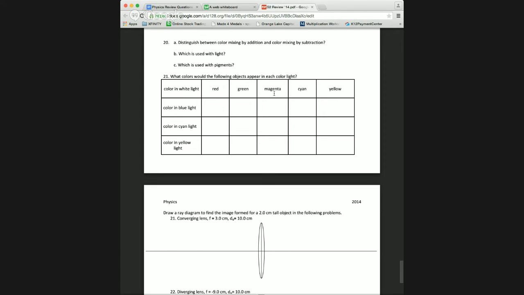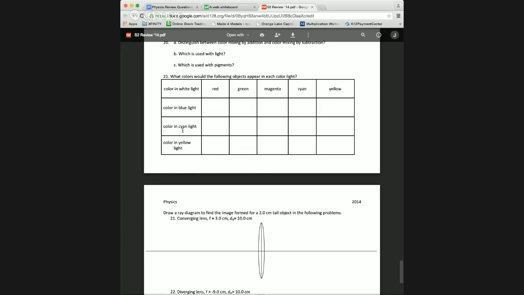Magenta is red and blue. So if we take blue light and shine it on something that's magenta, it's going to look blue because it reflects blue light. Cyan, blue and green, it will look blue. Yellow, red and green, it will look black. Okay. So we go through and you do the same thing for each of these, right?